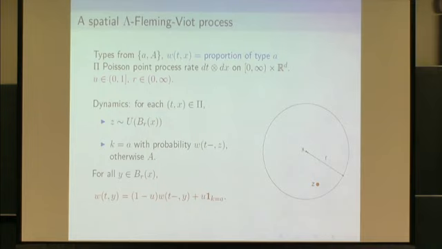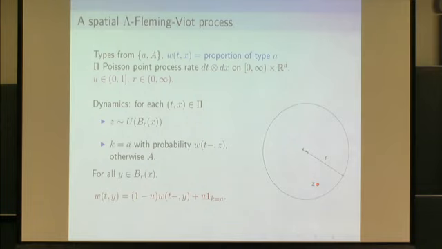Okay, and what are the dynamics? Well, at a point in my Poisson point process, I throw down the region which is going to be affected. That's a ball, center x, radius r. I sample a location uniformly at random from this ball. That's going to be the location of the parent. And then I sample a type for the parent, from the distribution of types immediately before the event at the location z.